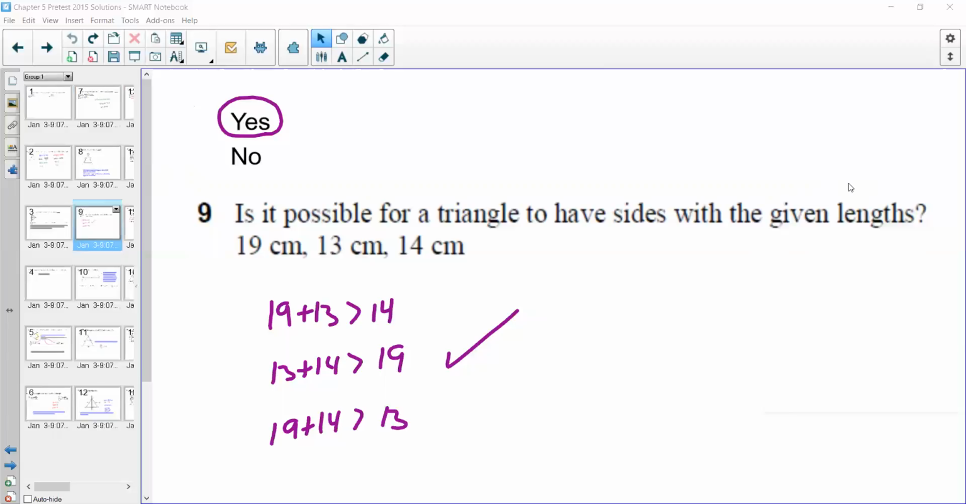Okay, is it possible for a triangle to have sides with the given lengths, 19, 13, and 14? So it's important that you guys pay attention to these. You didn't do an assignment on practicing these. So is it possible for a triangle to have sides with those given side lengths? Well, again, we got to check all the possible combinations of the sum of two, make sure they're greater than that third. And yes, the sum of each of the two possibilities is greater than the remaining third side.